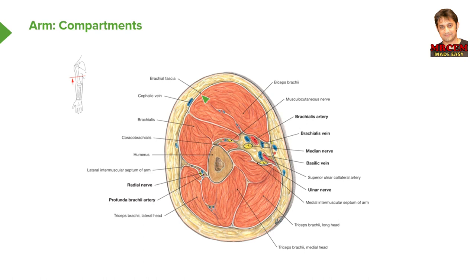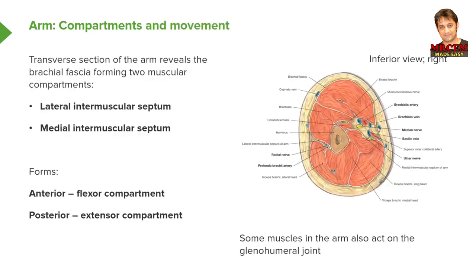When looking at cross sections, it's important to realize, as this diagram indicates, that we're actually looking at it from below. So this is the medial aspect here, this is the lateral aspect, this is the posterior aspect, and this is the anterior aspect. So the transverse section of the arm reveals the brachial fascia forms two muscular compartments.